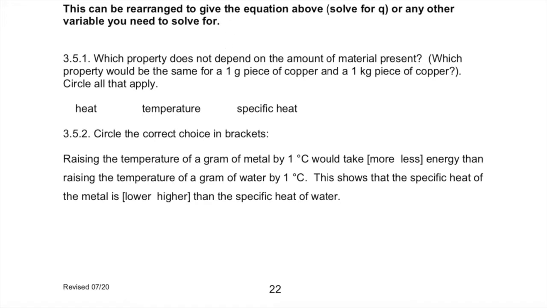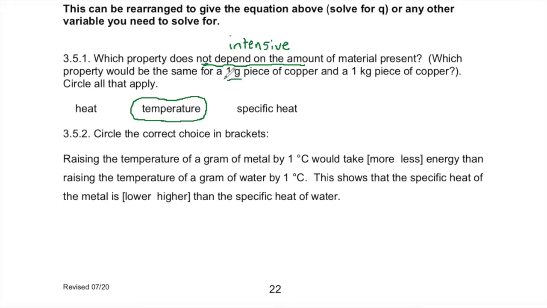So here we're looking for a property that does not depend on the amount, which is also called an intensive property. So an intensive property does not depend on the amount of material present. Extensive property does depend on the amount. So something that would be the same for a 1 gram piece of copper and a 1 kilogram piece of copper. So they could both be the same temperature. If you had a very hot piece of copper, both pieces would be very hot, but they would not have the same amount of heat.